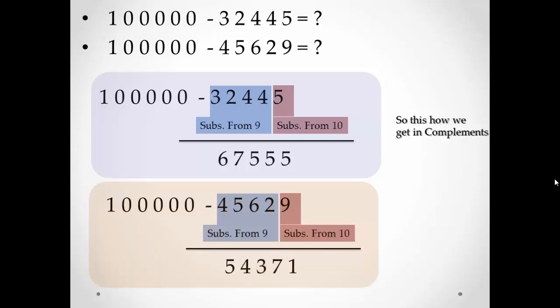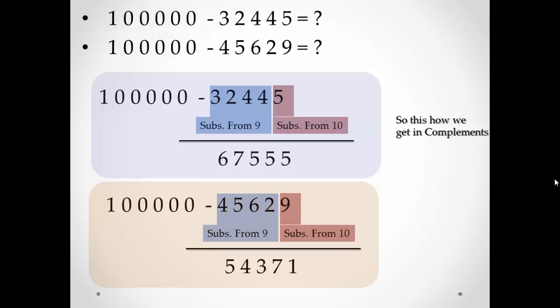Let's take another example: 1 lakh minus 45629. The last digit should be subtracted from 10, that is 10 minus 9 is 1, and the rest of the digits will be subtracted from 9. So 9 minus 2 is 7, 9 minus 6 is 3, 9 minus 5 is 4, and 9 minus 4 is 5. So this is how we get the complement, and this is the fastest way to subtract any number.